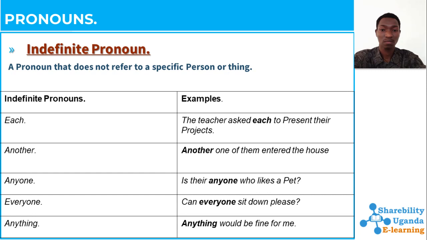So, if you're asked what is an indefinite pronoun, an indefinite pronoun is a pronoun that is used to substitute nouns that are not specific. Indefinite pronouns can be used in singular and plural forms as in the table below. Indefinite pronouns are quite easy. You can go through the table and understand them on your own. If you can read this, do that.